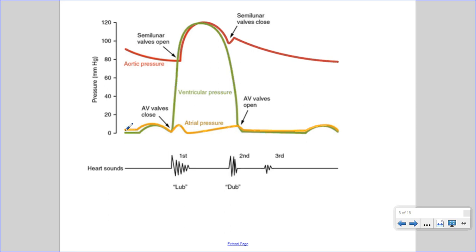So, when there is the contraction of the atrium, the atrioventricular valves are closing. And then at the end of this, the atrioventricular valves will open. The green line represents the ventricular pressure. When the ventricles contract, they contract with a lot of force, so there is a lot of pressure as well. And then the red line represents the pressure experienced by the aorta, which at the height of the ventricle contraction will be under similar pressure as well.